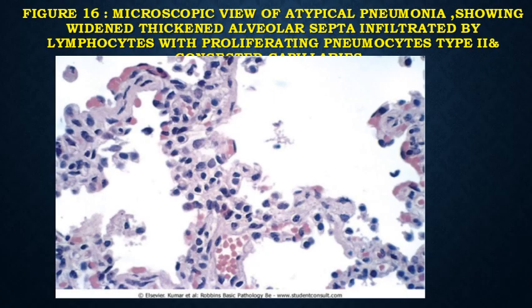Look here at the microscopic picture of atypical pneumonia. This is an alveolar space, devoid of any inflammation. The inflammation is confined to the wall, to the alveolar septa. Here, the alveolar septa is widened and infiltrated with inflammatory cells. Most of the inflammatory cells are lymphocytes and histiocytes, and some plasma cells. If we focus, we can see an occasional plasma cell.